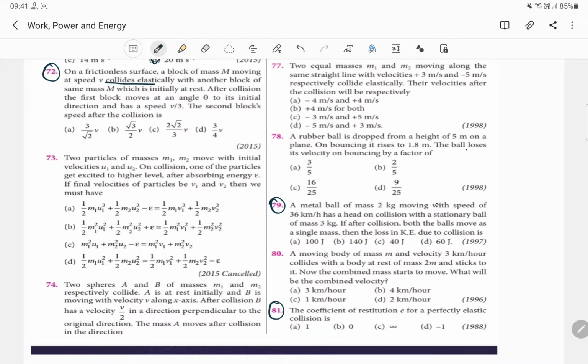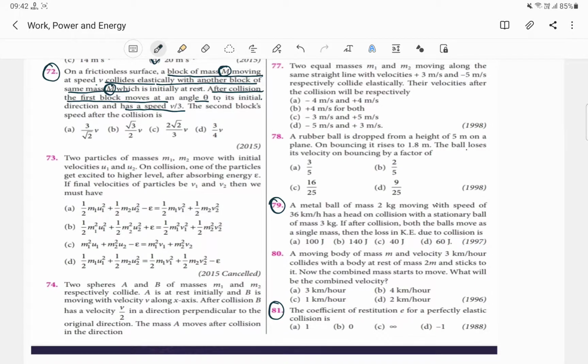On a frictionless surface, a block of mass capital M moving with a speed small v collides elastically with another block of mass capital M. That means we are considering two objects of equal mass. One was moving with a speed v and another was kept at rest. After collision, the first block moves at an angle theta to the initial direction and has a speed v by 3. After collision, the direction along with the speed is given for the first one.